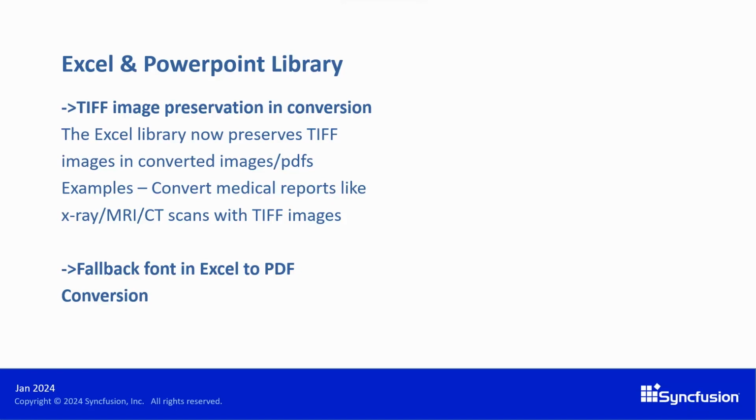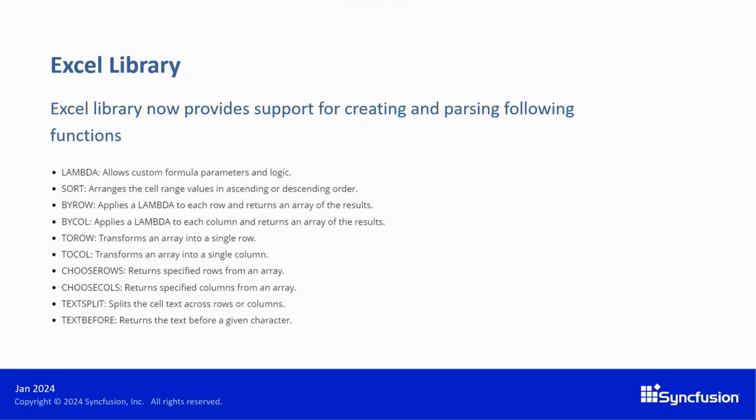Now, the Syncfusion Excel library supports preserving the TIFF images exactly as they appear in the input document during PDF or image conversion. The next update is the Excel library now provides support for creating and parsing Excel functions like LAMBDA, SORTBY, BYROW, BYCOL, TOROW, TOCOL, CHOOSEROWS, CHOOSECOLS, and so on.